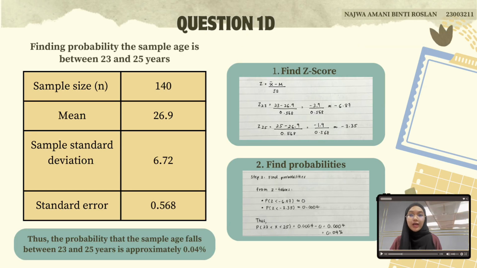Hi, I'm Najwa and I will be presenting question 1D. This question asks to calculate the probability that a randomly selected passenger from the sample falls between 23 and 25 years. Given a sample size of 140 passengers, a mean age of 26.9 years, and a standard deviation of 6.72 years.